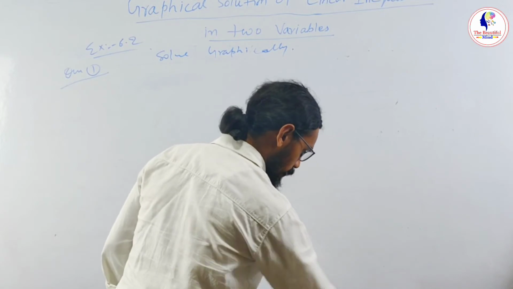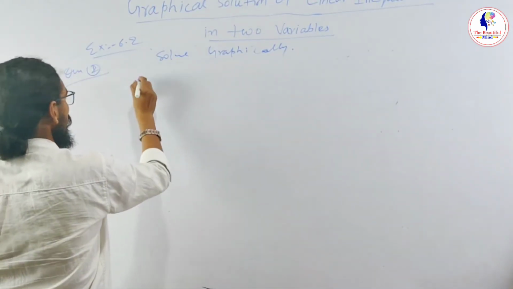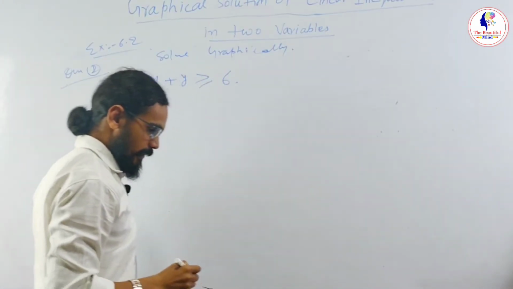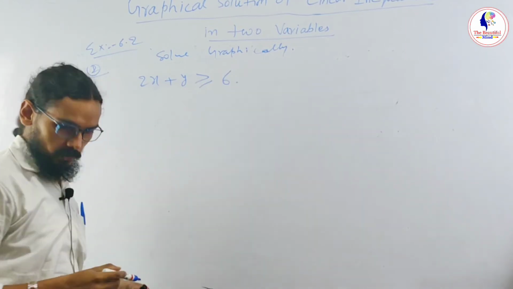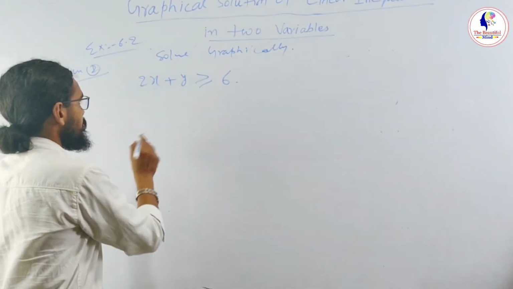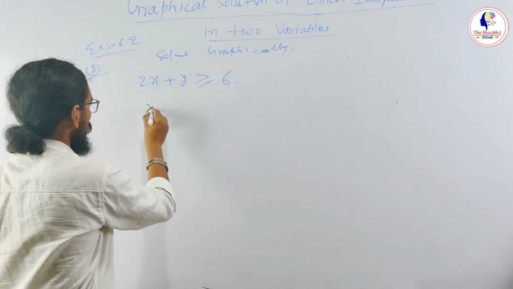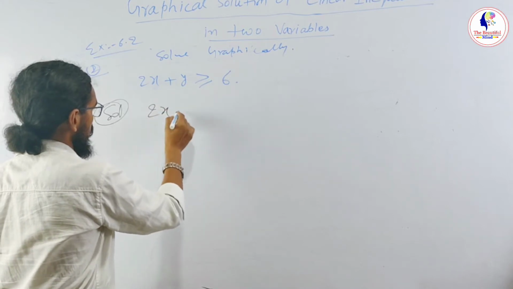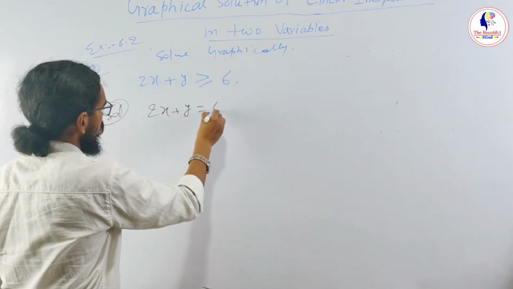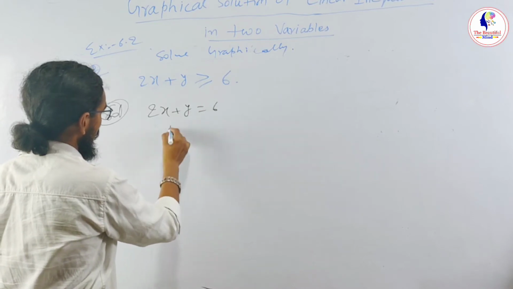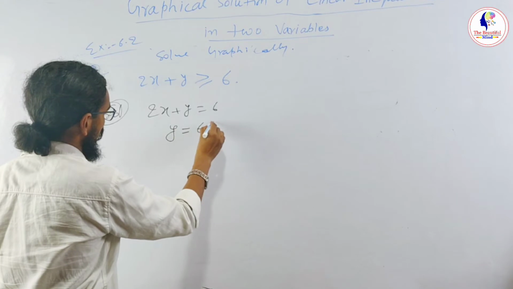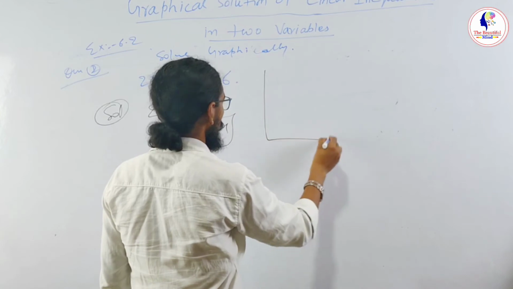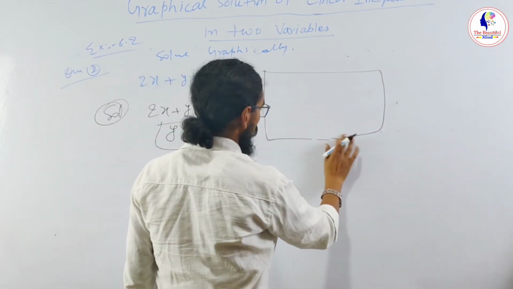2x plus y greater than or equal to 6. So ये है सेकेंड क्वेश्चन। How will you solve this question? Now write down solution. 2x plus y is equal to 6. So now we can write here y is equal to 6 minus 2x. जैसे हम solution को solve करते हैं वैसे ही हम इसको भी check करेंगे। Now we have to make the box to draw the graph.